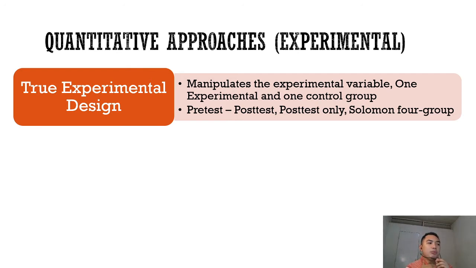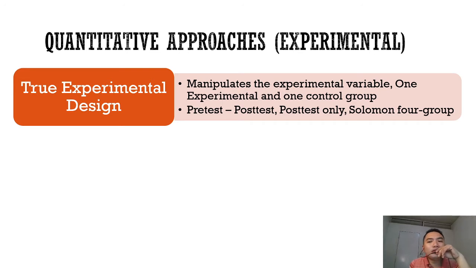Okay? There must be one experimental group and one comparison or control group. Okay? And subjects are randomly assigned either to the control group or experimental group. So, randomly assigned siya kung dito ba siya magbutang sa control group o yung experimental group.